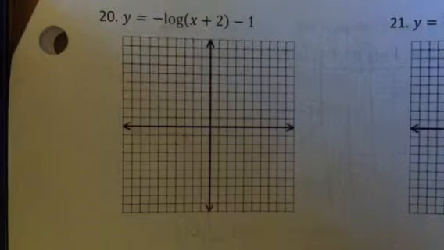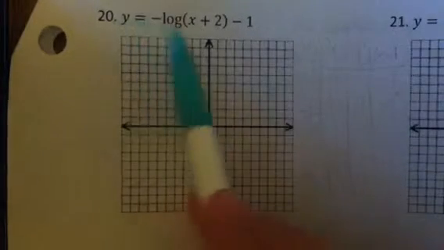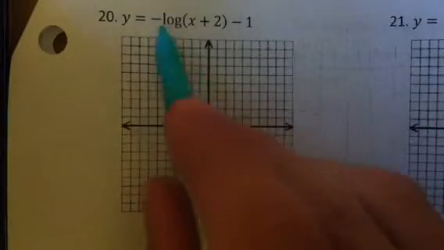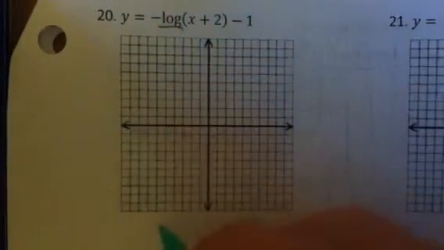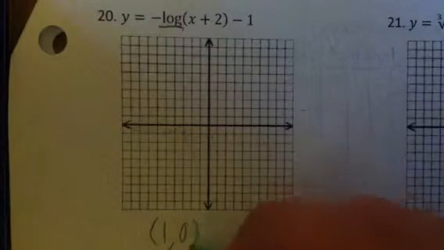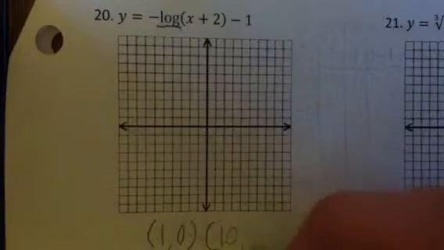This is the review given to us in Pre-AP Algebra 2, and I will be helping teach problem number 20, in which we have to graph a logarithmic function, which we need to underline. There are two major points for that, and that will be (1, 0) and (10, 1).